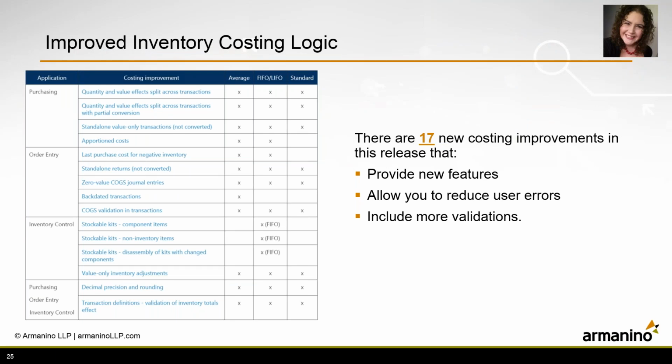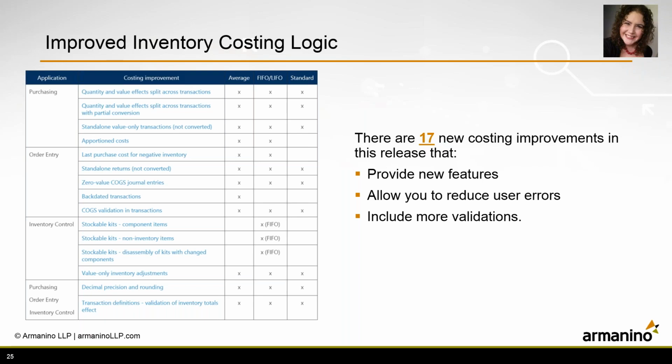But if you have inventory and you have not read through the release notes, you definitely want to make sure that you read through that. Here is the list of the 17 items that were updated. So if you have got stockable kits, you definitely want to make sure you read through those areas. If you've been doing any negative inventory, zero value COGS journal entries, if you have any workflow where you have value only or quantity only transaction definitions, you definitely want to make sure that you're reading through these release notes. These are some pretty significant changes that they're making to the overall costing logic.